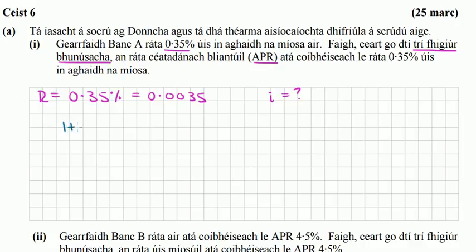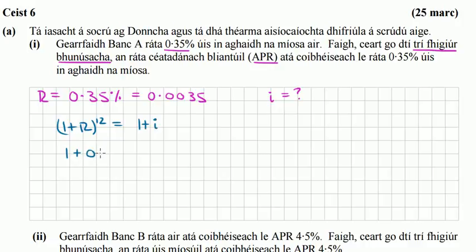So we know that 1 plus or to the power of 12 is equal to 1 plus I. Or is the monthly rate and I is the annual rate or the yearly rate. We need to learn that off by heart. We won't get that in the log tables. So now I substitute in what I have for or and solve for I.